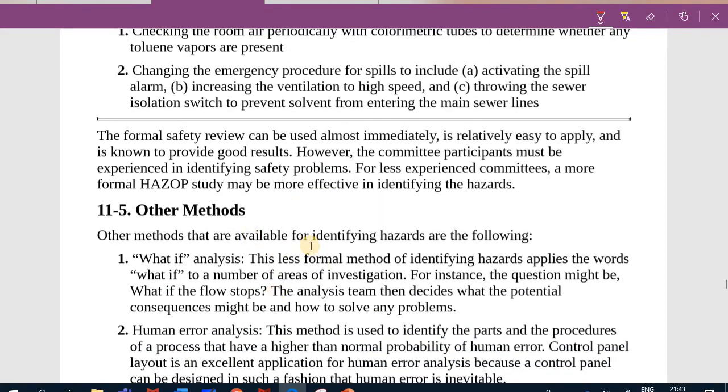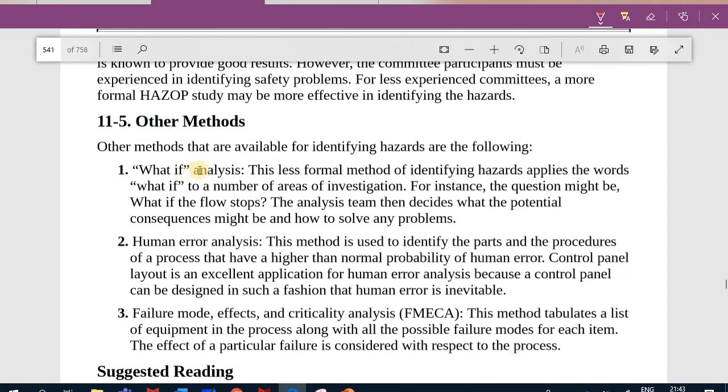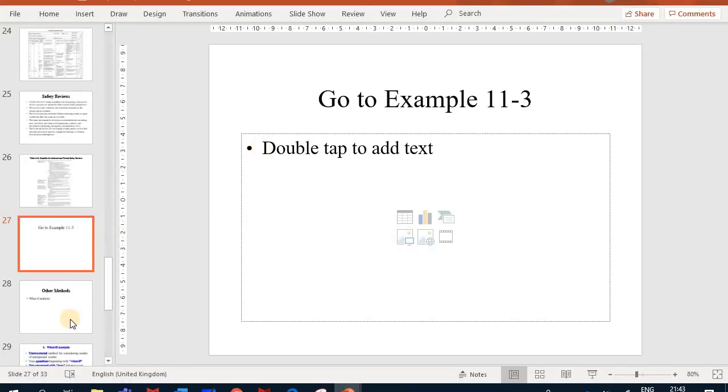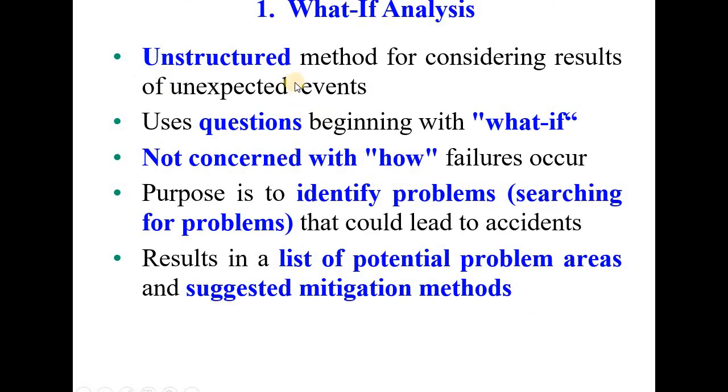Okay, great. So that was it for this part. And what else do we have? The final part is the other methods. There are many other methods, like what if analysis, human error analysis, failure mode effect analysis. There are many, and just to mention one of them, I just went and found one of them here, which is the what if analysis.